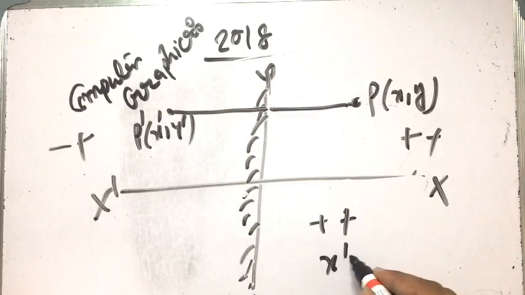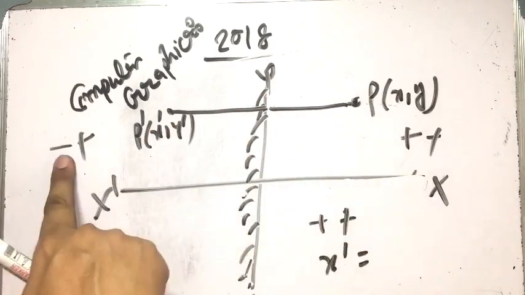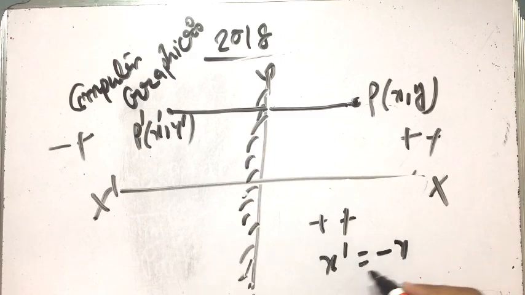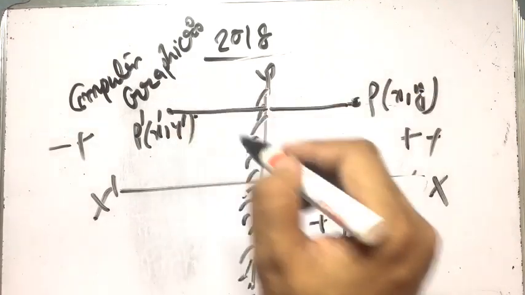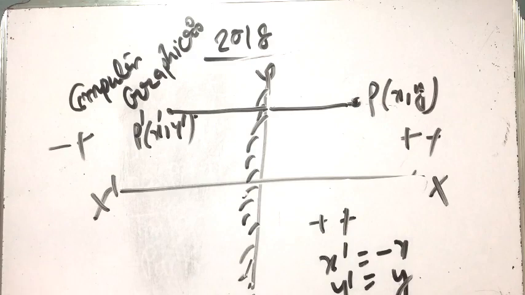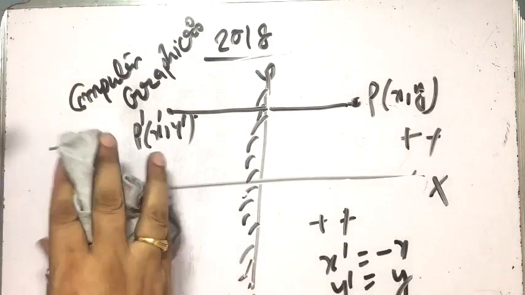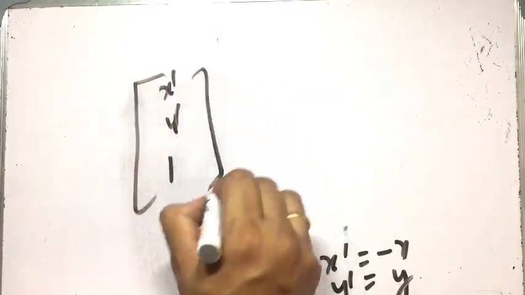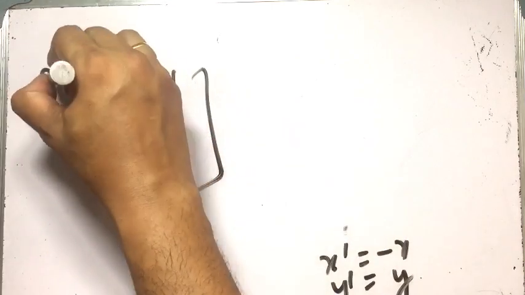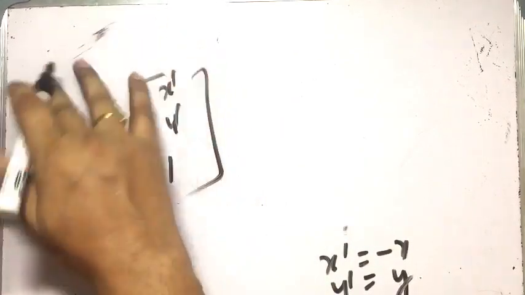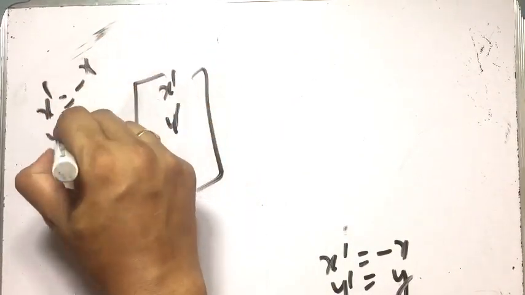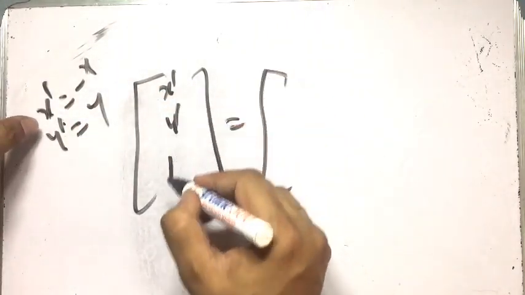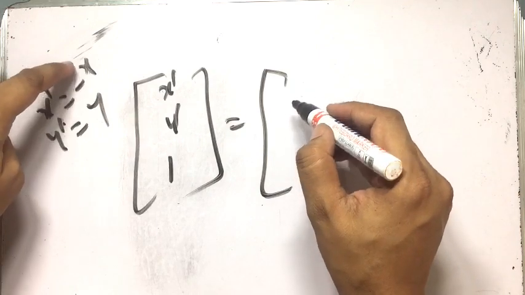Now x dash is the minus coordinate. x dash equals minus x, and y dash equals y, it remains y. Now the matrix is: x dash, y dash, 1. The expression is x dash equals minus x, y dash equals y. Then in the homogeneous coordinate system it is x dash, y dash, 1, and then the value of x is minus 1.